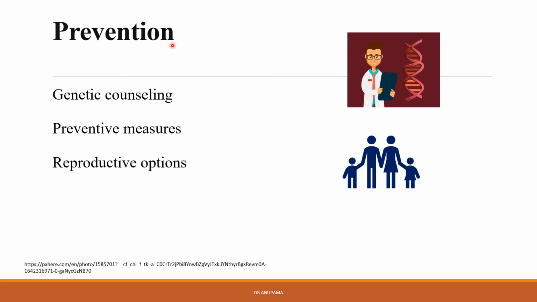So what is the prevention? First thing is genetic counseling. Next one, have to take the preventive measures, and then people have to choose, if they are carriers, they have to choose reproductive options.